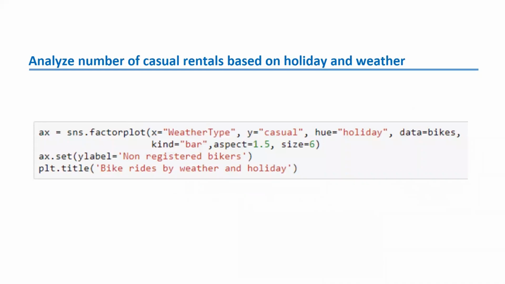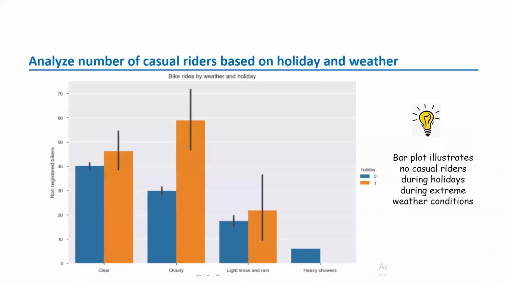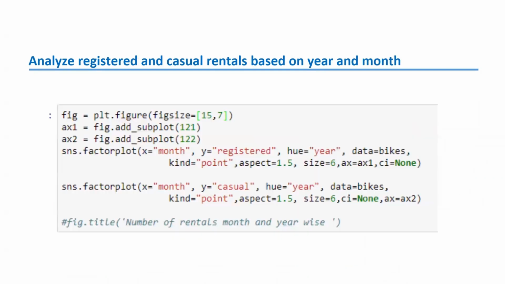And then analyze the number of casual rentals based on holiday and weather. So what is the weather and how many casual rentals we are getting. We can understand that the bar plot illustrates no casual riders during holidays or extreme weather conditions. Obviously, when there is extreme weather, we are not supposed to ride bikes. We'll probably take an Uber or a car, or we'll stay at home. So this is what we are analyzing through the data, for your exploratory data analysis.